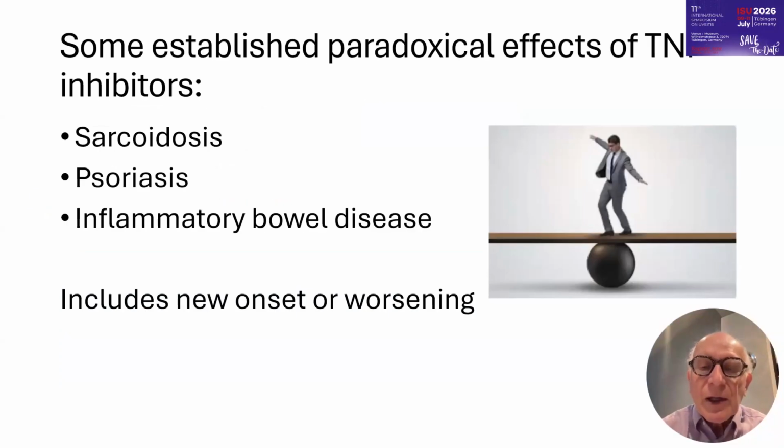So there is precedent for TNF inhibitors causing paradoxical reactions, as in sarcoidosis, psoriasis, and inflammatory bowel disease. And this includes either new onset of disease or worsening. No one has an excellent explanation for this, but think of the immune system as sort of a teeter-totter with checks and balances and needing very careful coordination to keep in balance. And you can imagine that the introduction of a TNF inhibitor could easily change that balance.